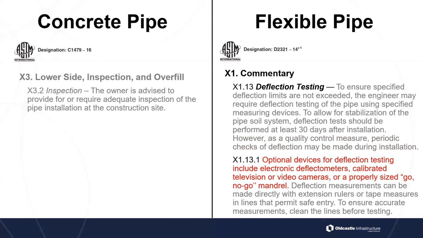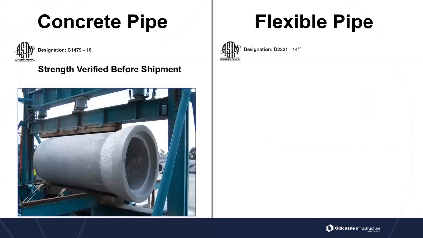So in section X1.13.1, it says optional devices for deflection testing include electronic deflectometers, calibrated television or video cameras, or a properly sized go, no-go mandrel. Okay, so when we test concrete pipe, we verify the strength before the shipment, right? We put it on our three-edge bearing test, and we run a test on it there, and we make sure that it meets our strength requirements before we even ship the pipe. Okay, deflection testing is not relevant because concrete pipes don't deflect, right? They may crack if you load it too much, but they're not going to deflect.